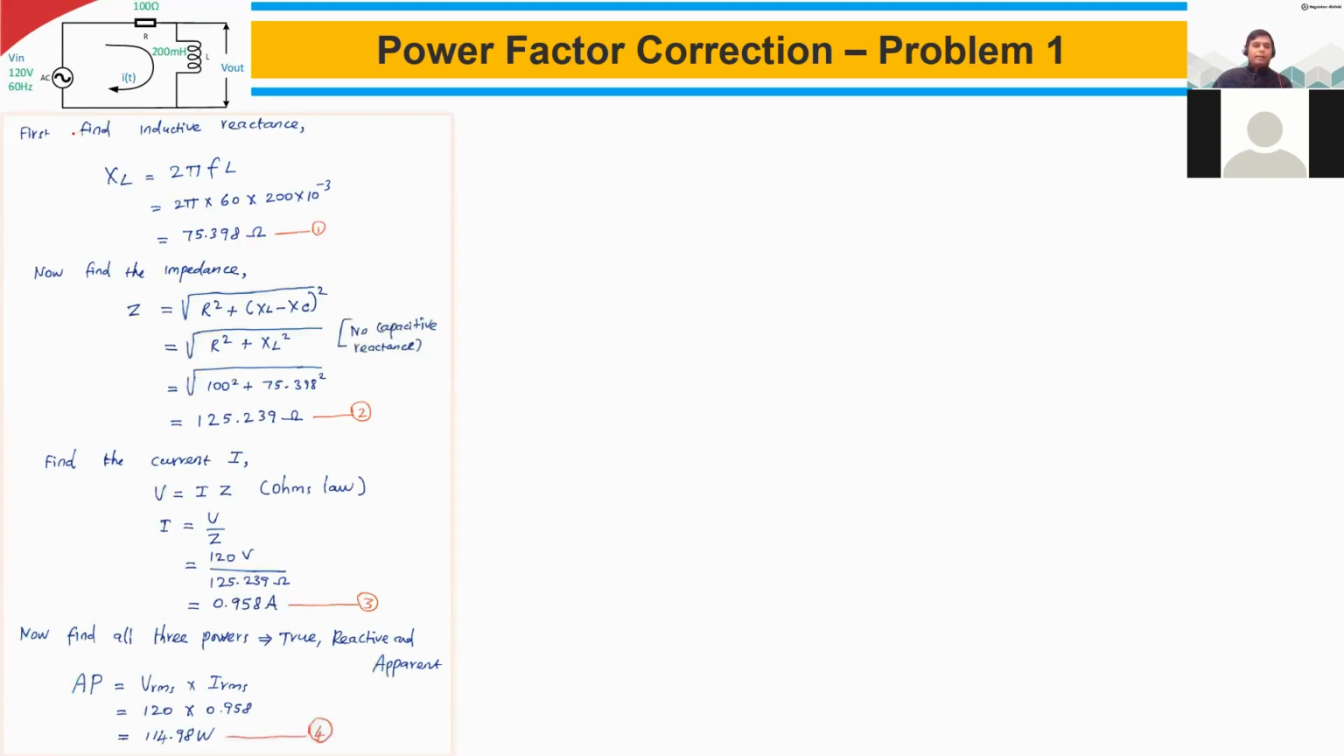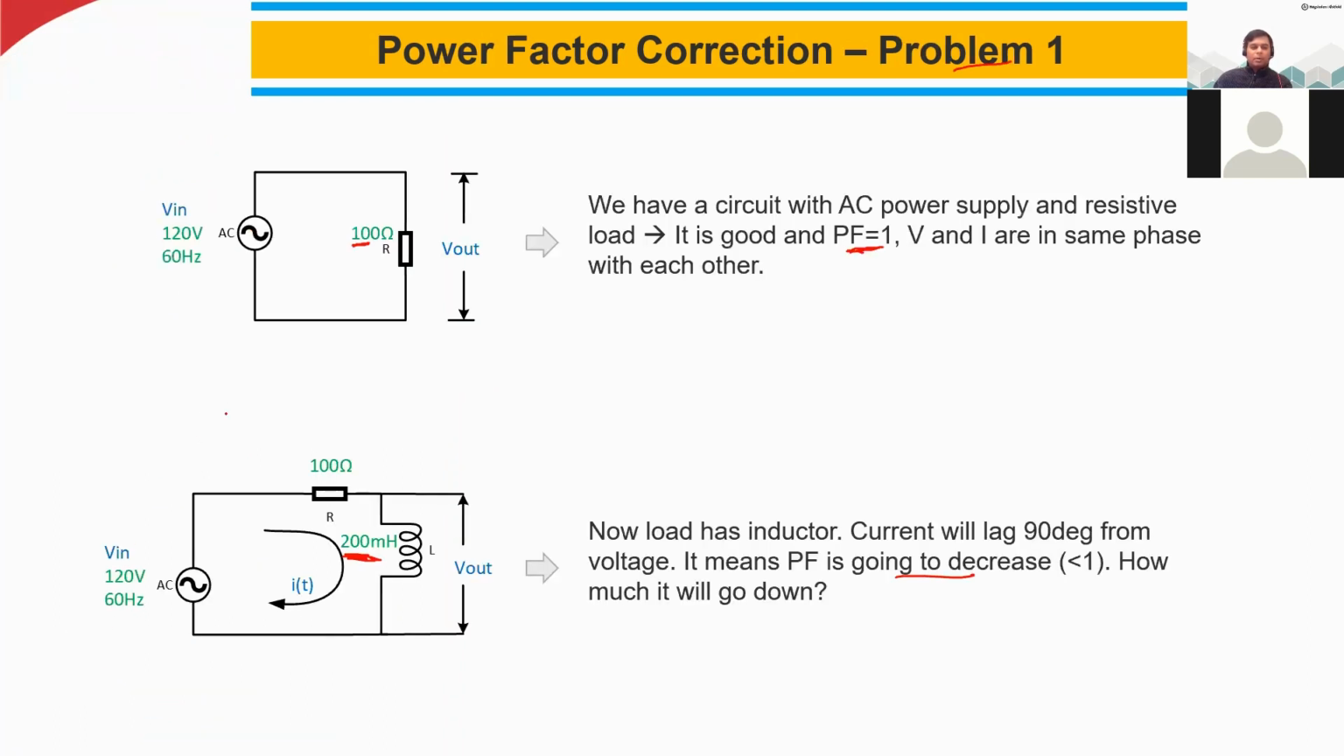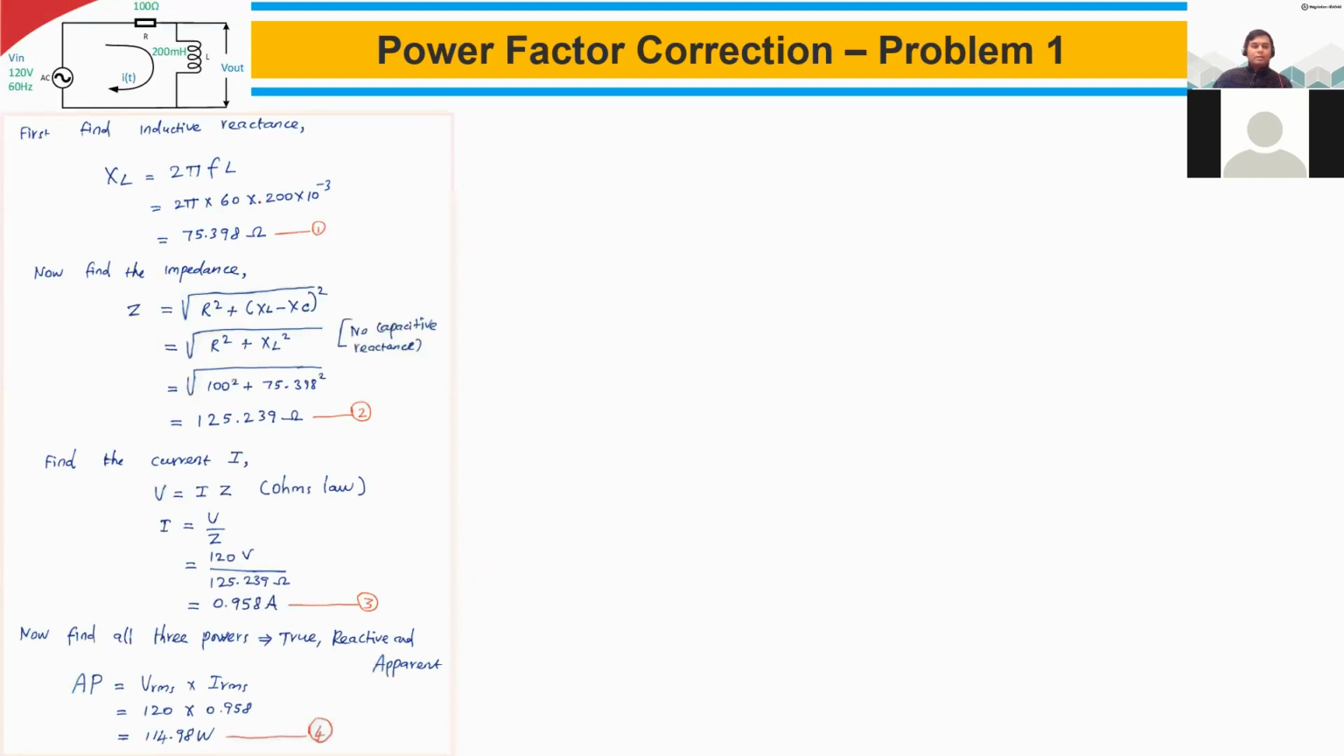In order to find that, first you have to find the reactance. Now we have only an inductor, so we have to find the inductive reactance. XL is equal to 2 pi F L. F is the frequency of the supply voltage, and L is the inductance value of the load. So 200 millihenry, and F is 60 hertz because it's the American system we are talking about. If you apply this, then you will get this value, and now you know the inductive reactance.